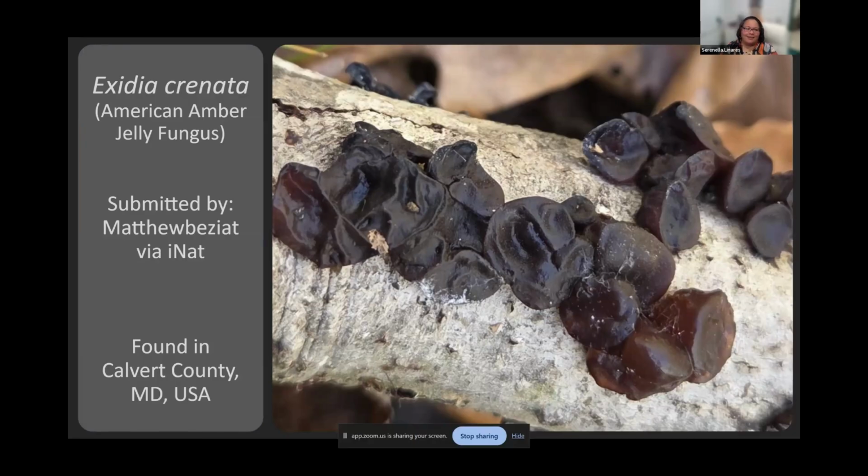This is one of the fabulous pictures that Matthew Bessiat has available in our iNaturalist project. I have to say that I'm a personal fan. He always provides such wonderful pictures with his observations, and this was found in Calvert County, Maryland. However, you don't have to go to Calvert County. This is a very abundant species, and you can find it anywhere in the Mid-Atlantic region. Next.